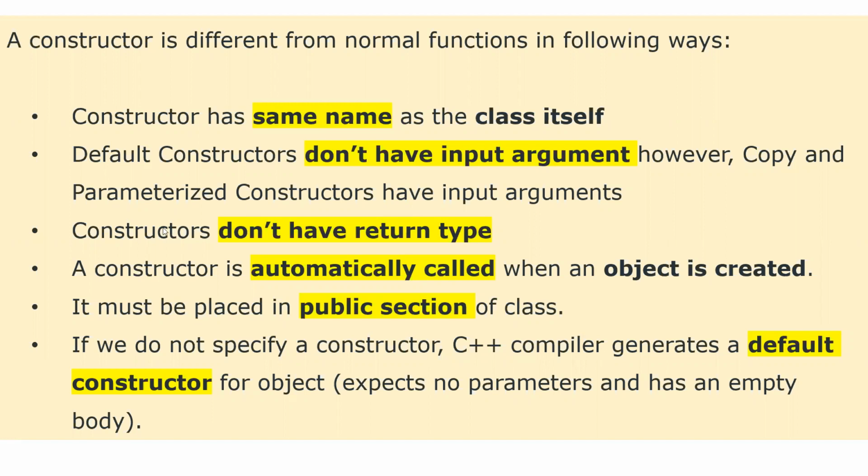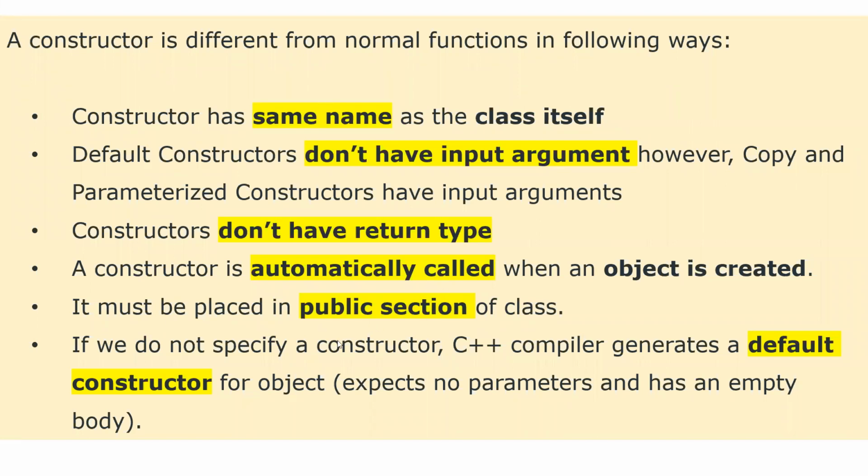Then the next point: constructors don't have a return type, which we discussed earlier. They are automatically called at the time of creating the object, as also pointed out on the last slide. A constructor must be placed in the public section of the class. That's another important point that was mentioned earlier.